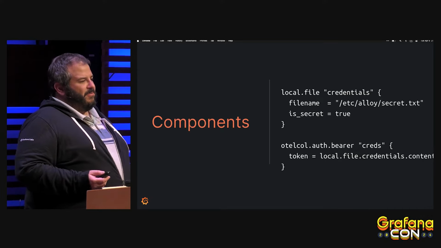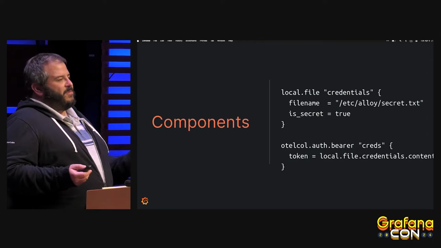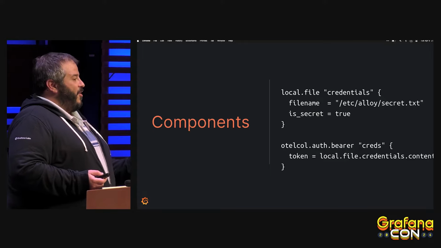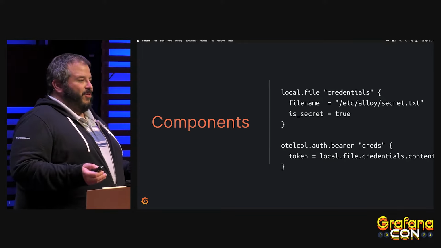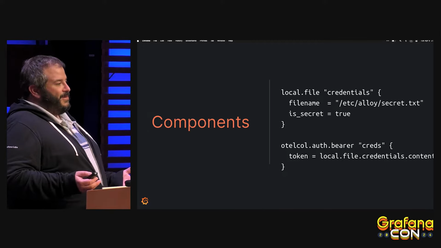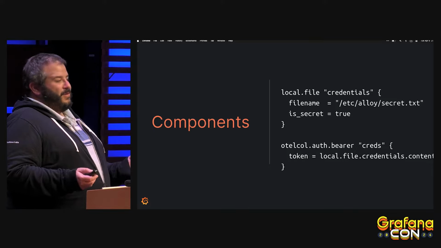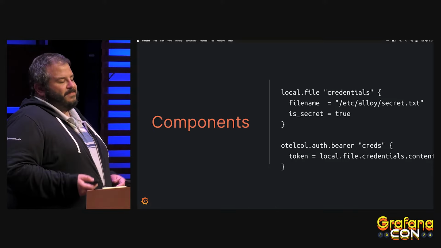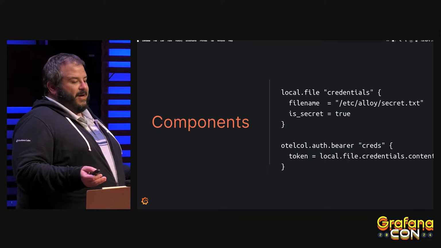Now, if you take these low-level concepts and wrap them together, you get components, which are our basic building blocks in Alloy. A component strives to do one thing and do it well. It has a set of arguments and a set of exports. So at the top here, you can see we have a local.file. That's the type of component. And every component within Alloy needs to be unique. So that's where we add a label, credentials. You can see here we have filename and is_secret, which are arguments you pass in.